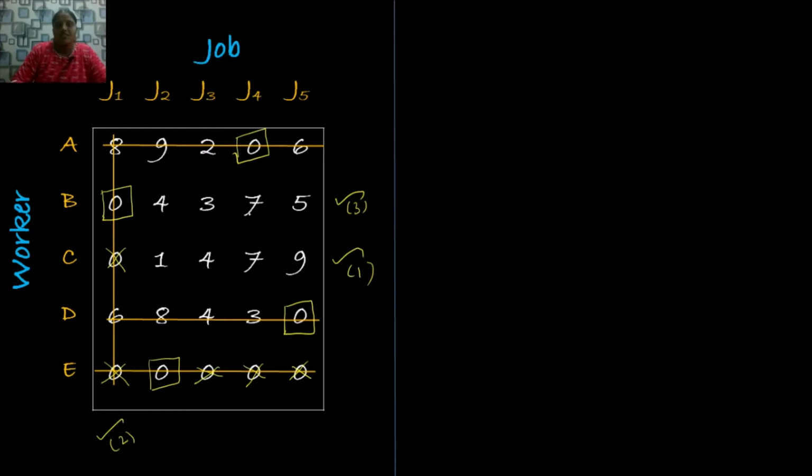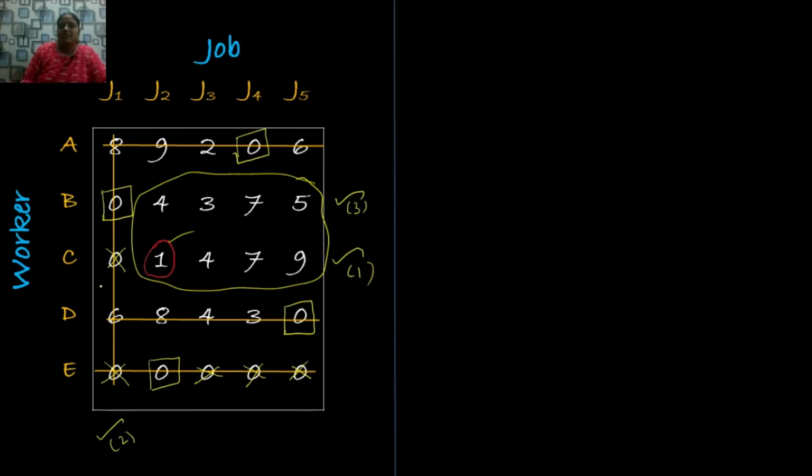After this, what we are going to do is pick up the minimum element from all uncovered elements. These are all the elements which are not covered by any of the straight lines. Among these, you have to choose the minimum element. So 4, 3, 7, 5, 1, 4, 7, 9. Among these, the minimum element is 1. So 1 is the minimum element here.